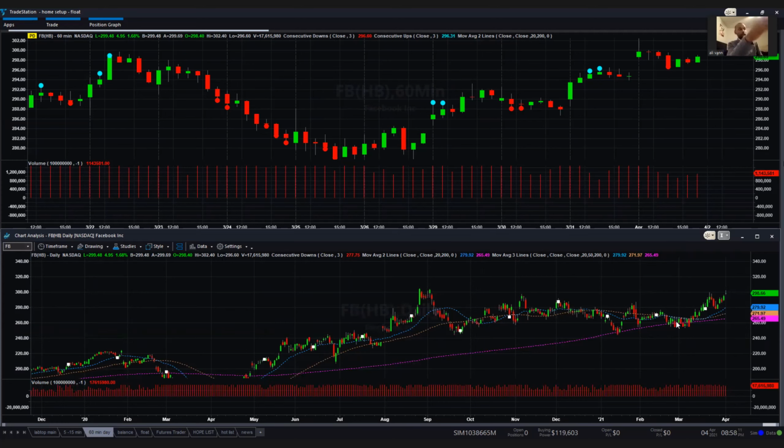And look at that. It looks like it's ready to break for the 320 to 340 with the float. I would go on Facebook. That's what I would do. I would look for a move over 300, and I would look for that move to see if it's going to squeeze up to 320.